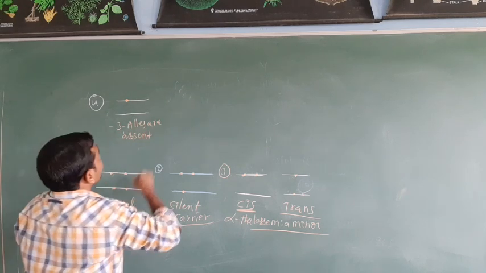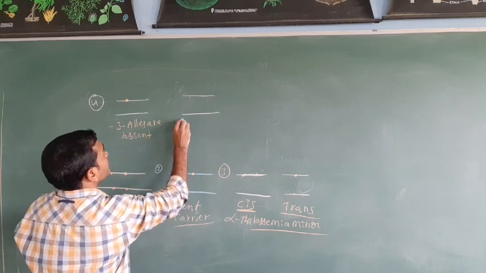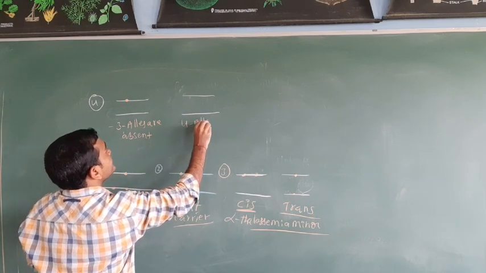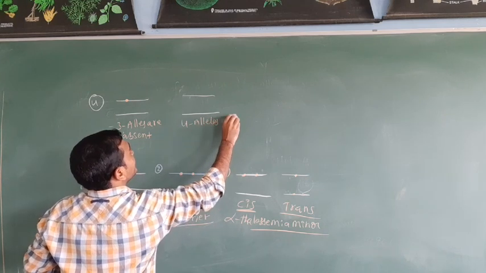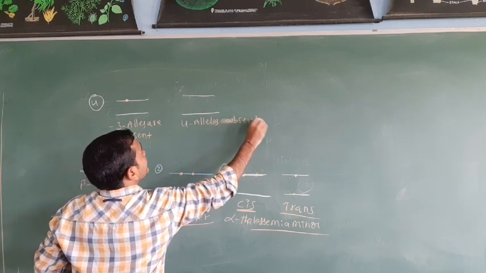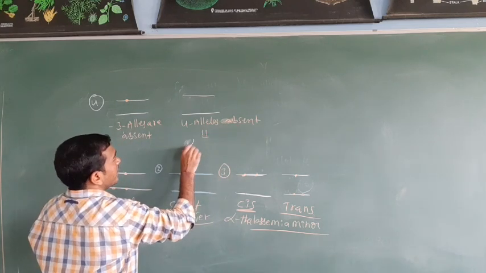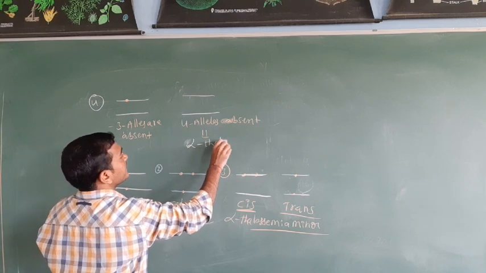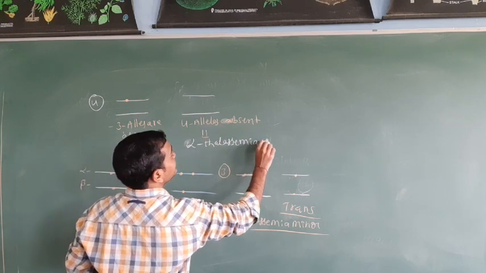See another one, we can take the same: the two alleles, there are no alleles, four alleles are absent. This is called alpha thalassemia major.